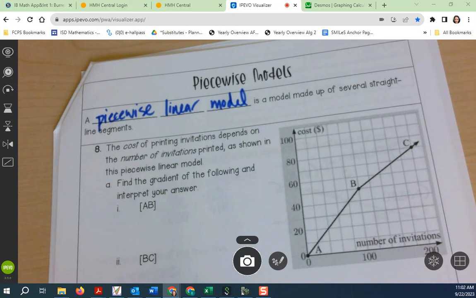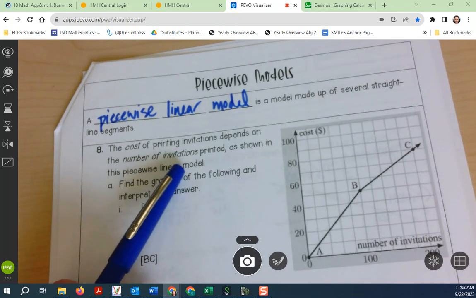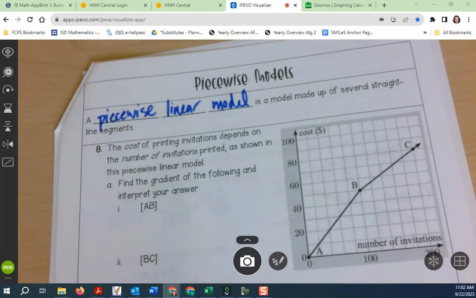So if you've ever had to order invitations for an event like a quince or a sweet 16, then you may have had to print invitations, and they have a lower charge per card when you order more. So if you only want like 20, then you might have to pay like $5 a card. But if you want like 100, then maybe you only have to pay $1 a card. So same with like printing t-shirts, if you sell t-shirts for an event or something.